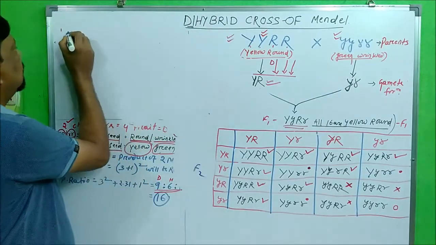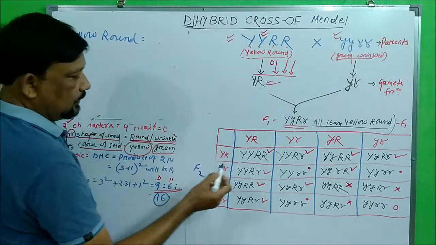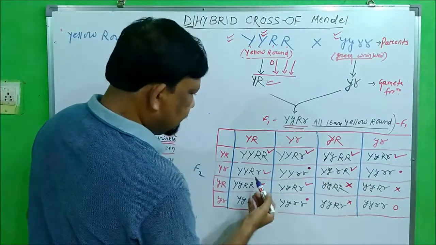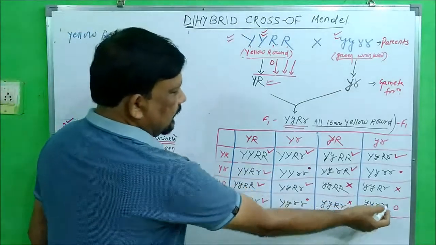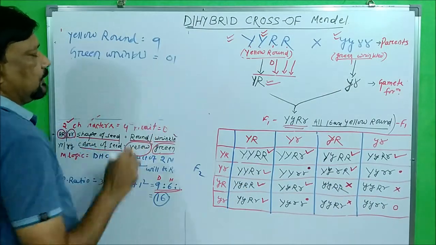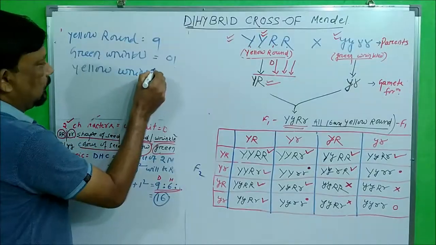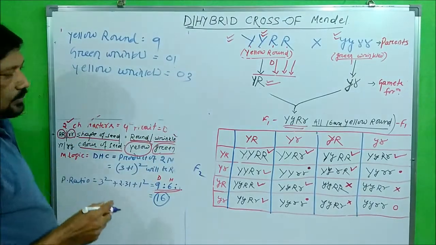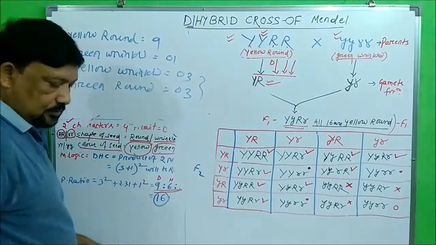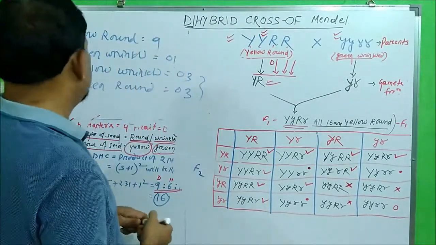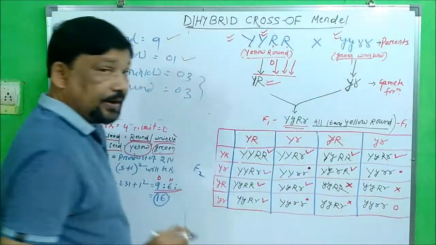In F2 you will get yellow round. How many? 1, 2, 3, 4, 5, 6, 7, 8, 9. Then you will get green wrinkled, 1. Then you will get yellow wrinkled, 3. Then you will get green round, 3. Now note these two features. You have taken yellow round and green wrinkled.